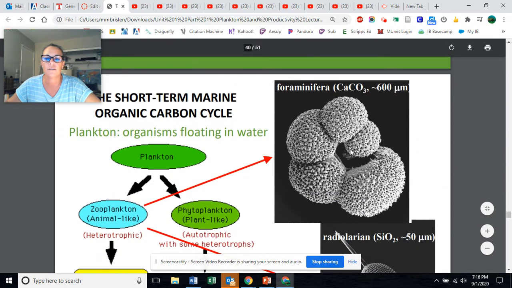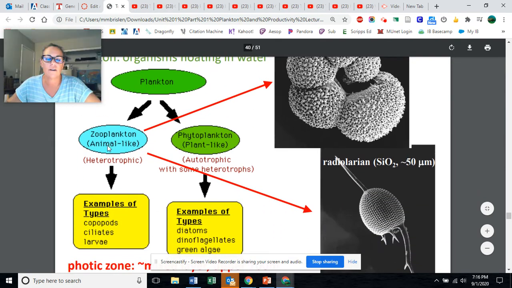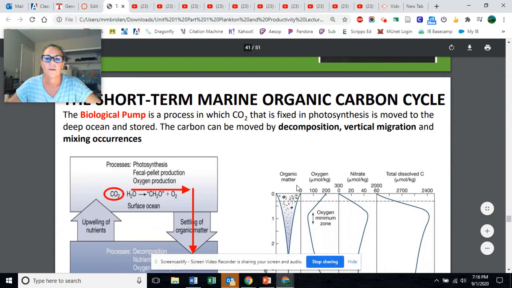I'm not totally sure why this is in here at this point, but here are our foraminifera and radiolarians as some examples of these plankton that can be zooplankton, animal-like, but also these guys. Yeah, so anyways, I'm just going to skip through that.